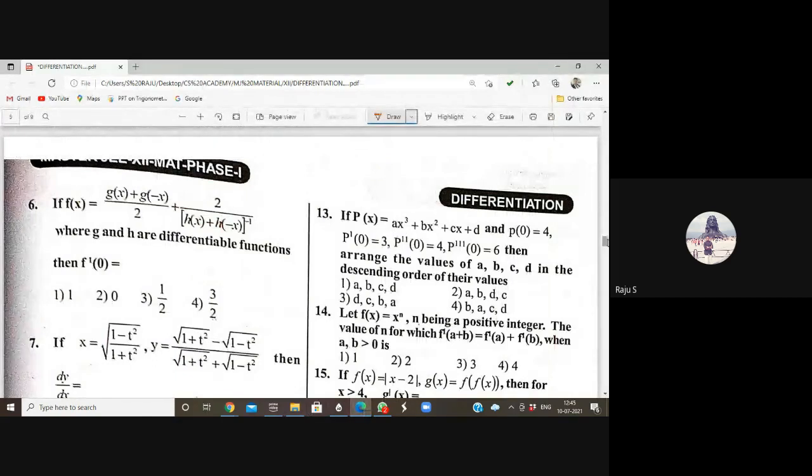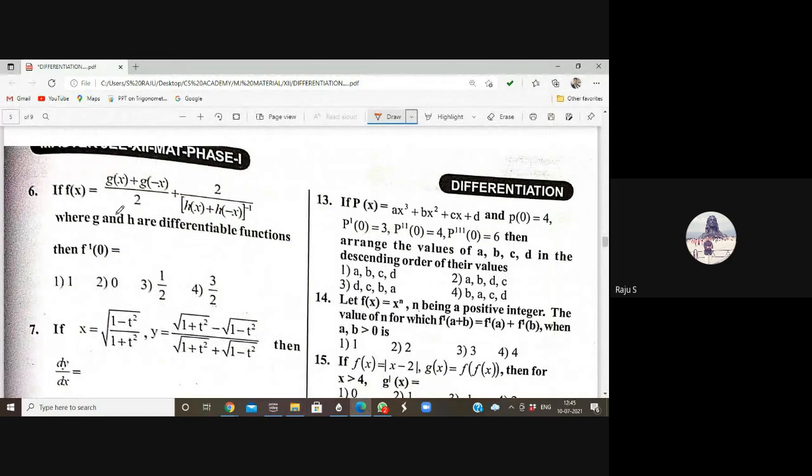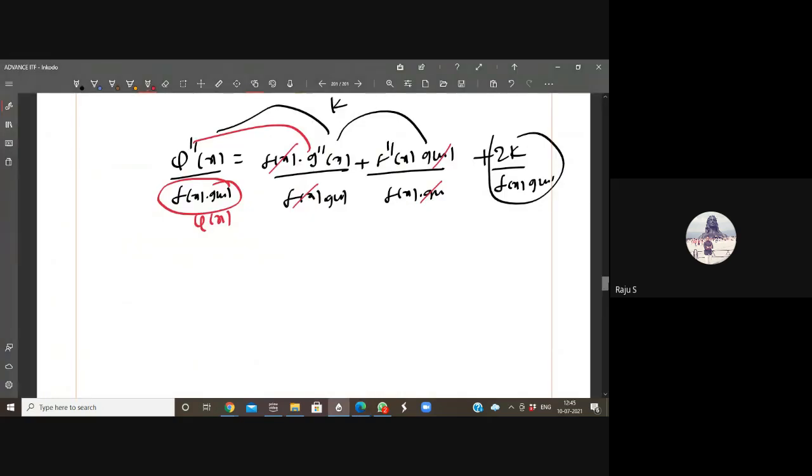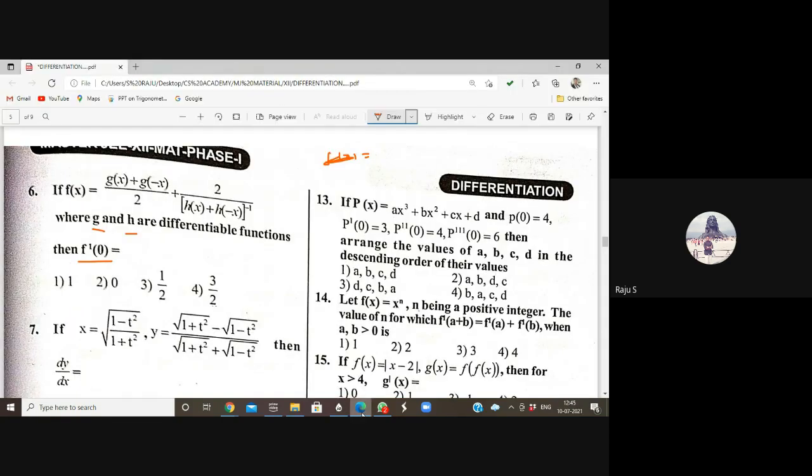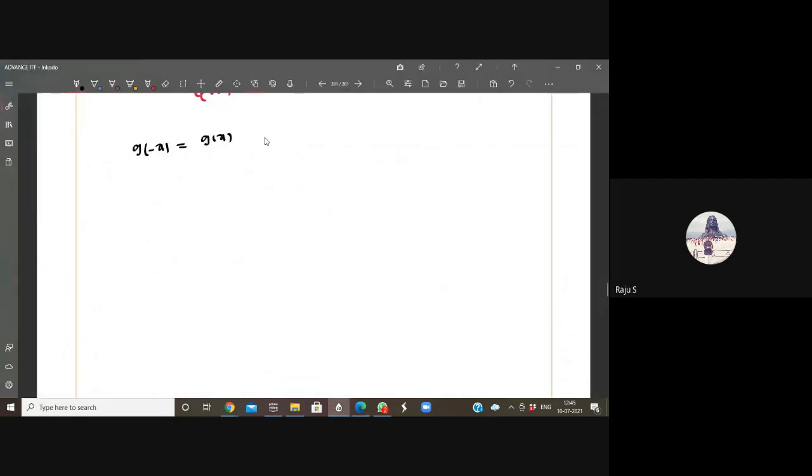Next question is what? g and h are differentiable functions. What is f dash of 0 now? Okay. See here, f of x is equal to, sorry. In this question, what shall we do? Clearly they have given g of x. When g of minus x is equal to g of x, then what can we say about the function?